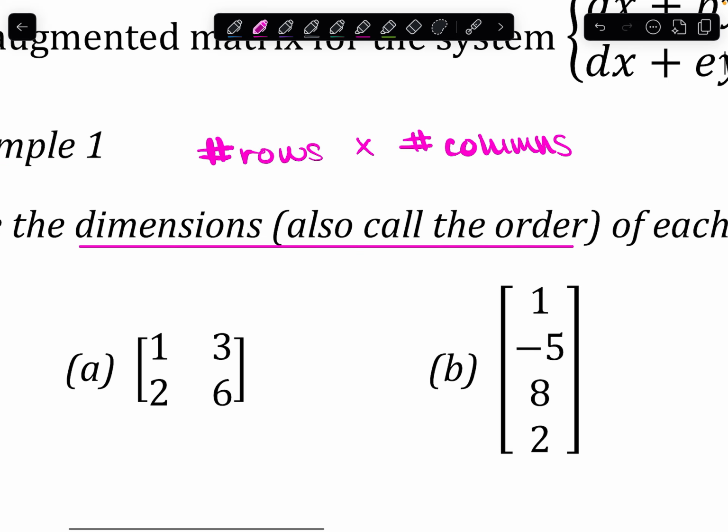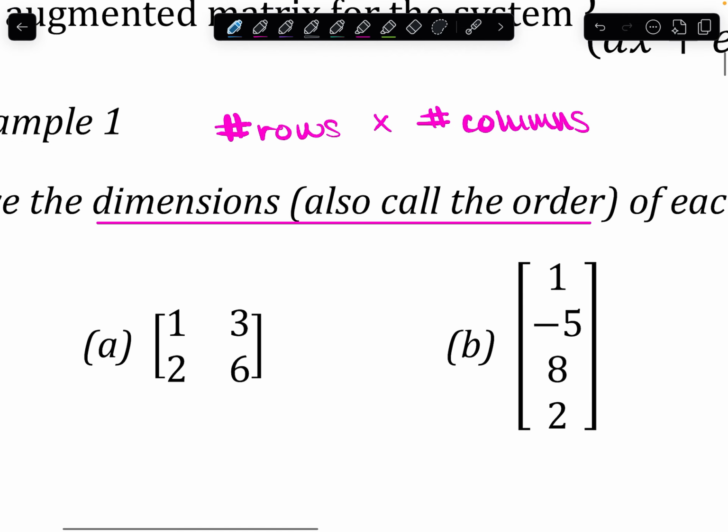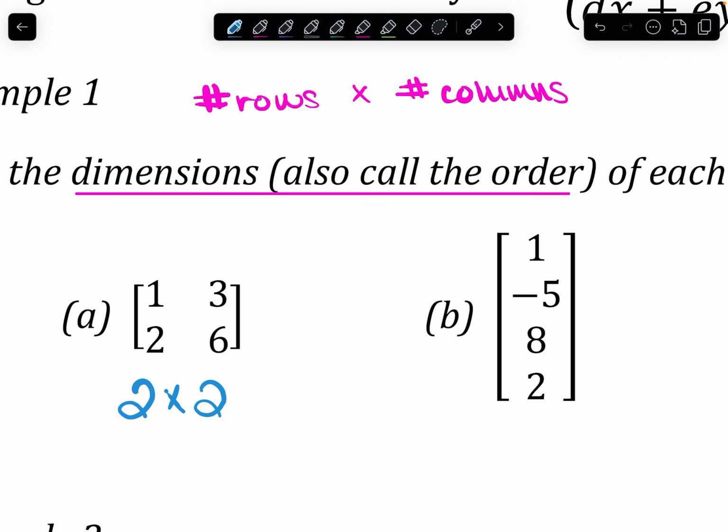So if I look at matrix A here, it has 2 rows. Here's row 1. Here's row 2. It has 2 columns. Column 1, column 2. So the dimensions or order is 2 by 2. Matrix B has 1, 2, 3, 4 rows, because rows run side to side, but everything is in 1 column, so 1 column, 4 by 1.